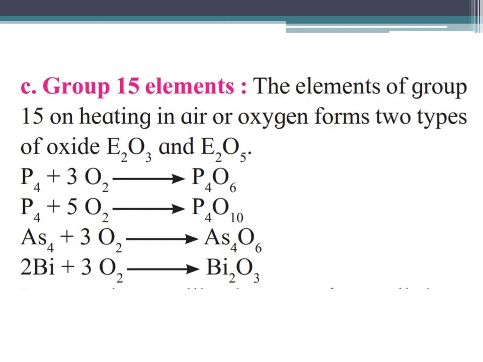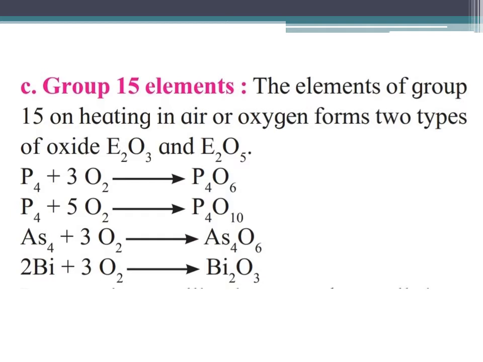P4 plus 3O2 leads to the formation of P4O6. P4 plus 5O2 leads to the formation of P4O10. As4 plus 3O2 gives As4O6. 2Bi plus 3O2 gives Bi2O3.